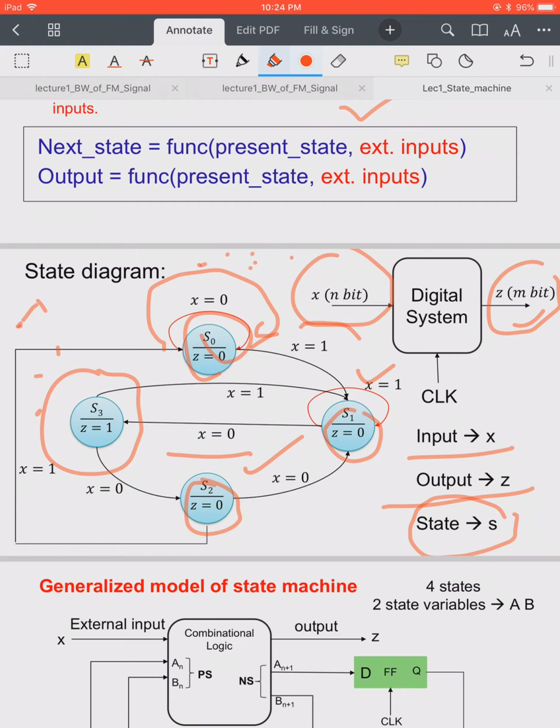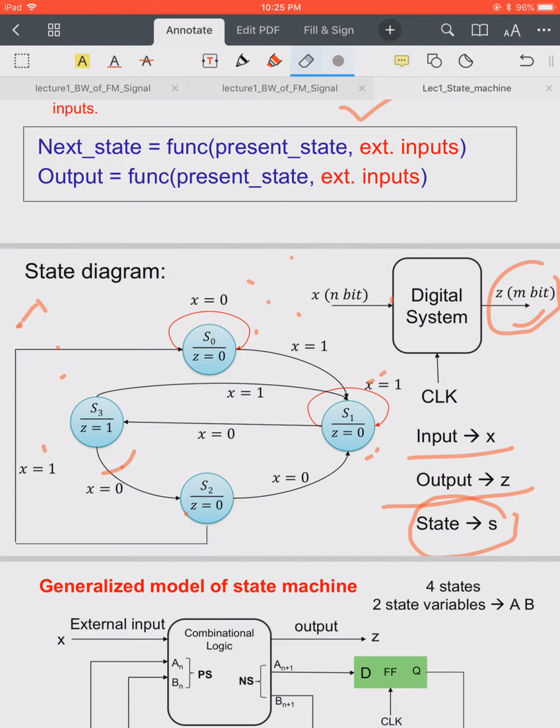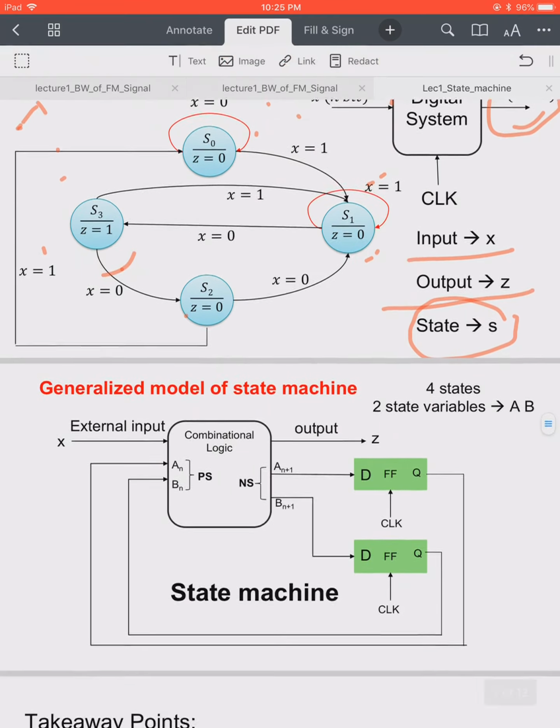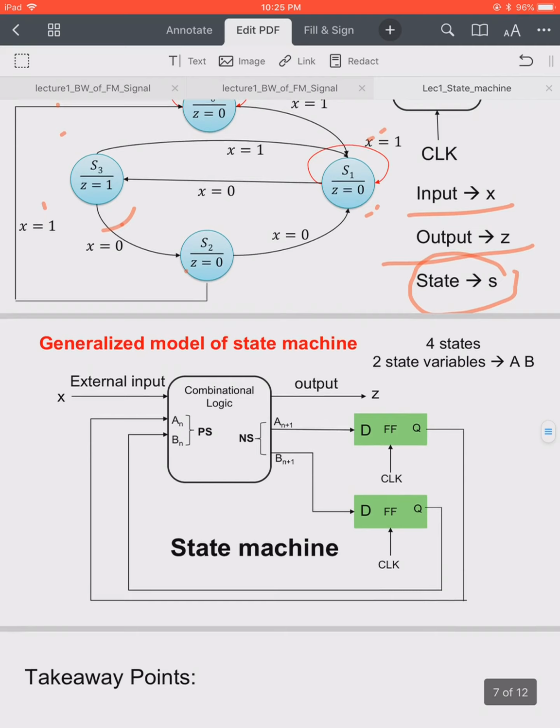So now how can we design this system using some hardware model, right? This is the specification given, and we represent it using a state diagram, very easily, right? Now how can we design the hardware model, the generalized hardware model? Now I will discuss how we can design the generalized hardware model.